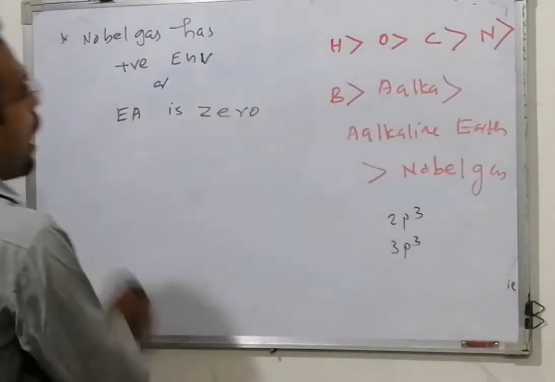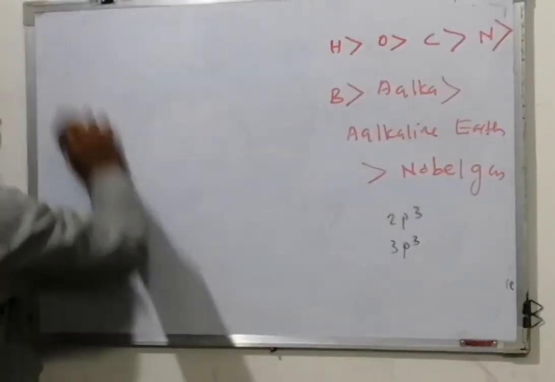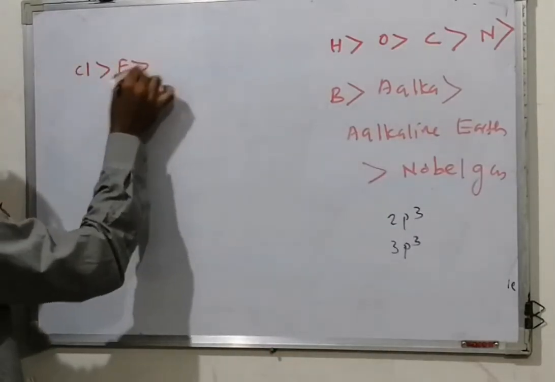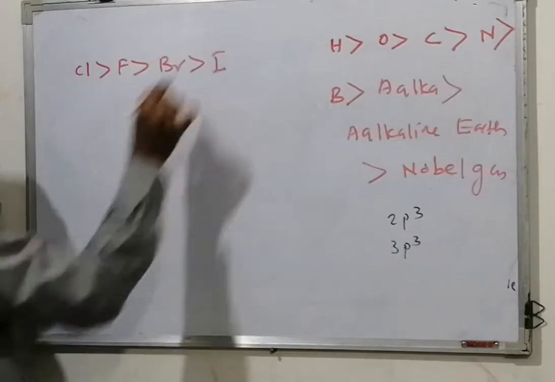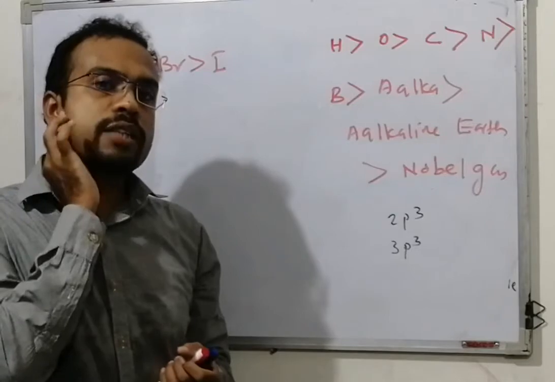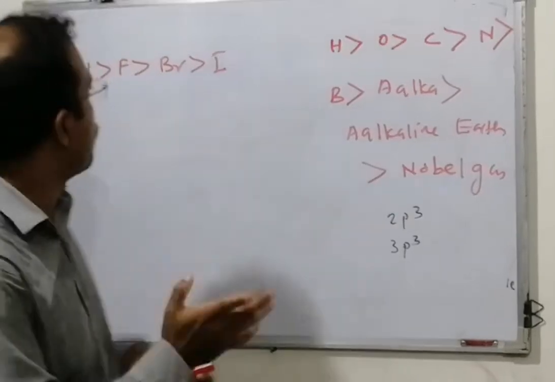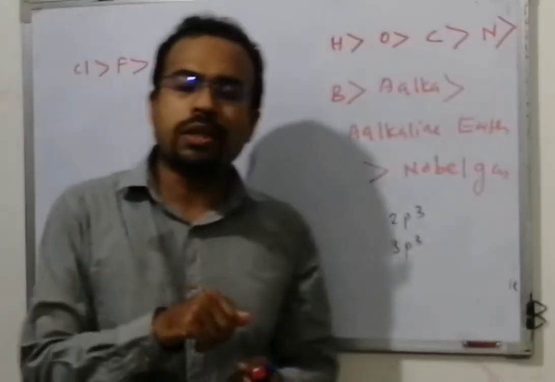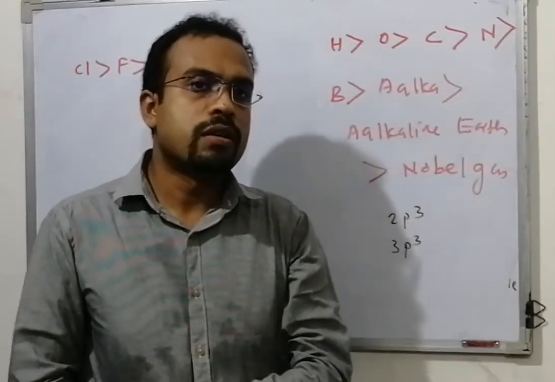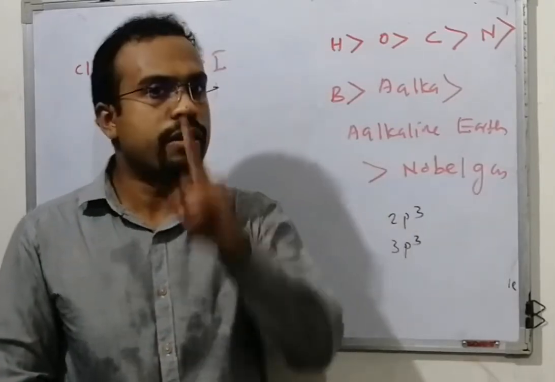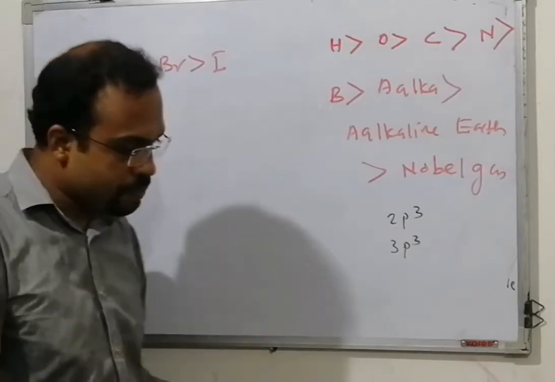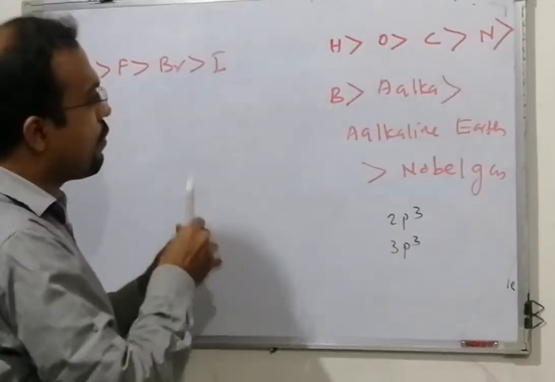Now, I said halogens are maximum. Among the halogens, this is the trend: chlorine, fluorine, bromine, iodine. Among the halogens, most electronegative is chlorine. The reason has been discussed in p block. Then fluorine. Therefore, suppose there is a question, which is the most electronegative from periodic table? Blindly answer, chlorine. Second rank fluorine. Third rank bromine. Fourth rank iodine. Then only comes our oxygen family.